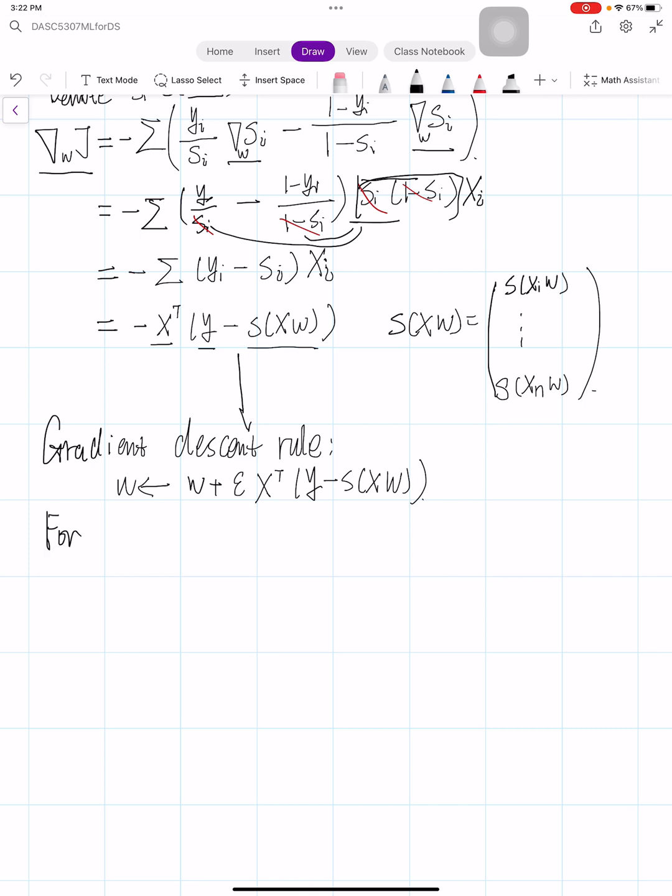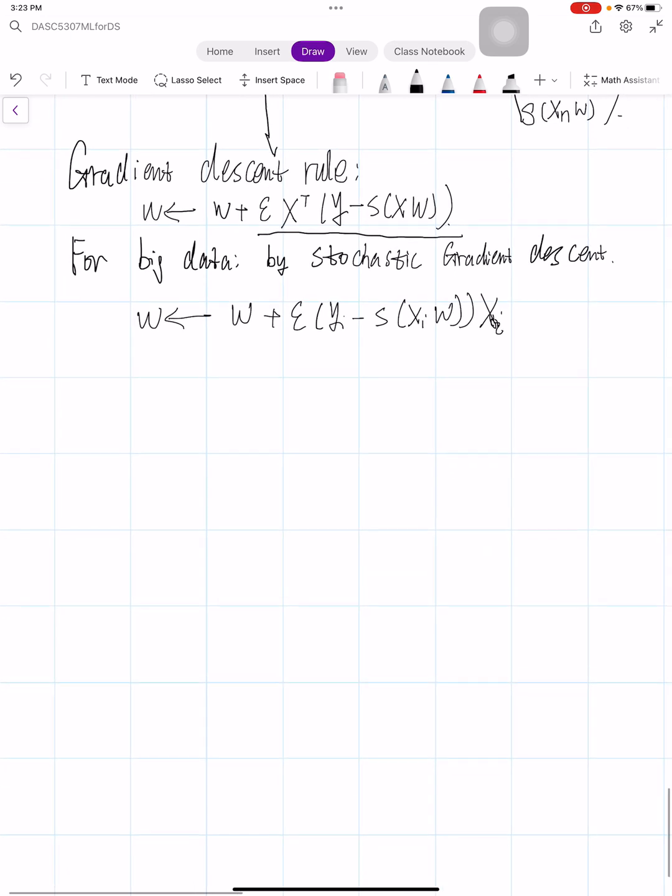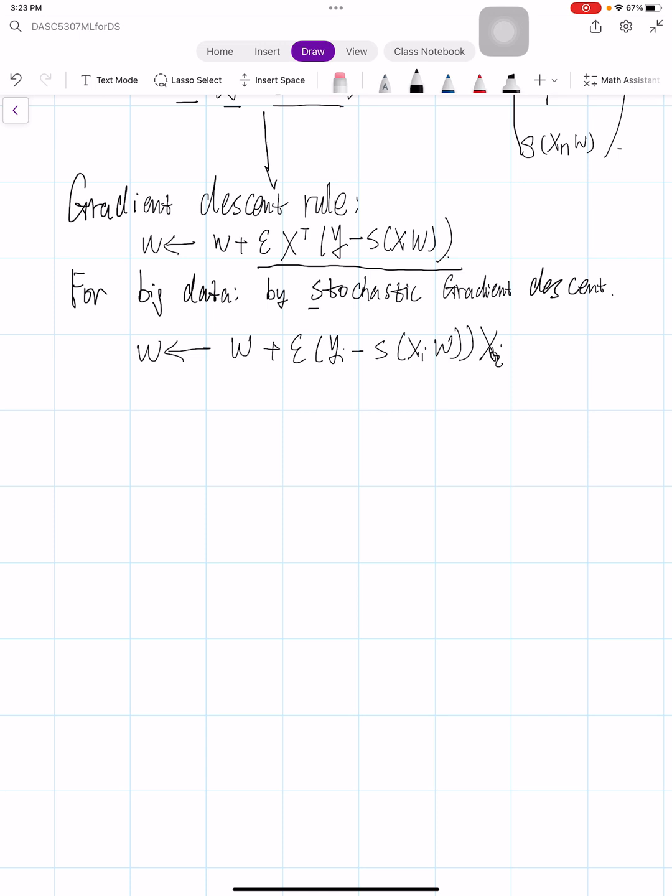Suppose you have a large data set, big data. If it's hard to calculate this as a whole, you can also update the algorithm point by point, which means stochastic gradient descent. In other words, you search w point-wise, using yi minus s(xi w) times xi. This stochastic gradient descent algorithm, we call it SGD.